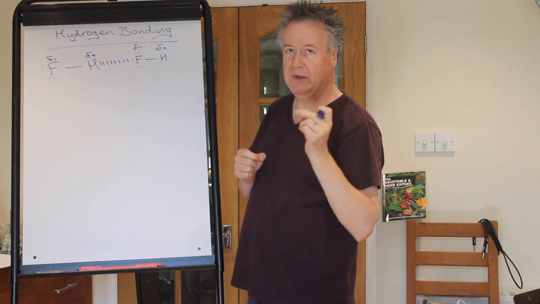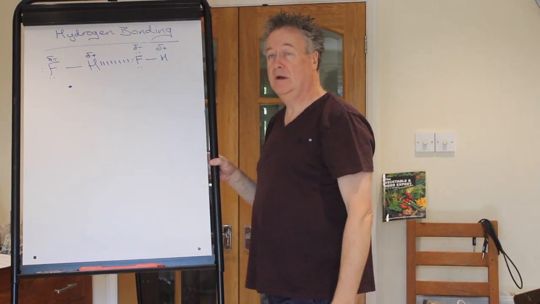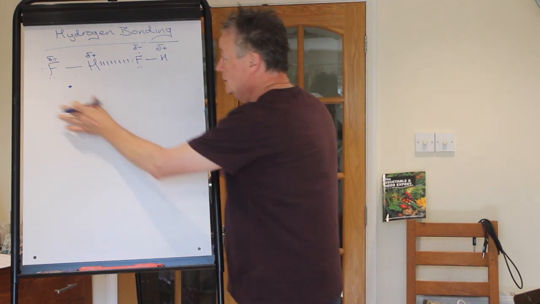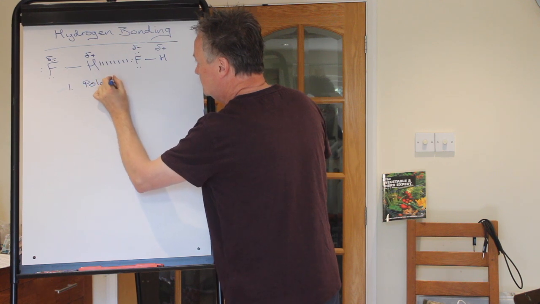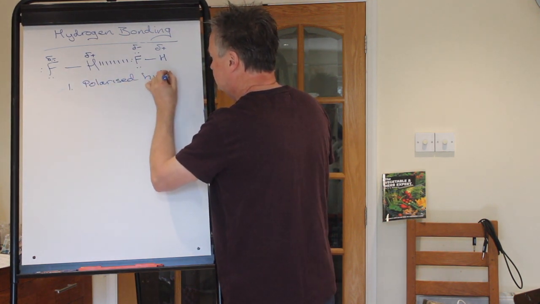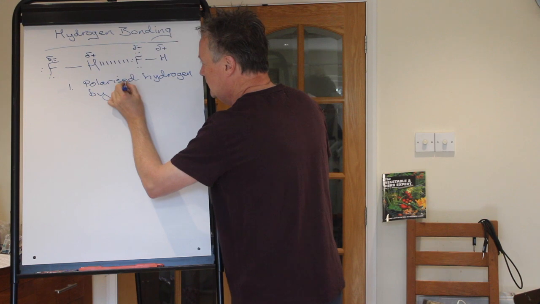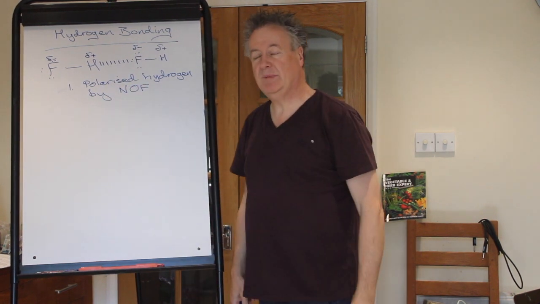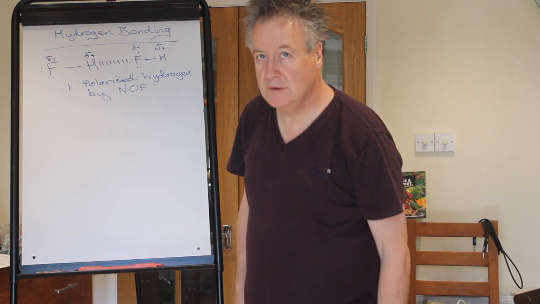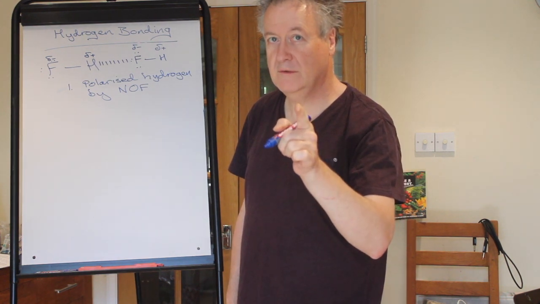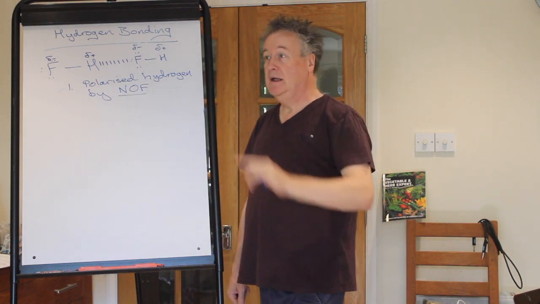Now in there, that drawing shows the two things that you need. Number one. Oh, I should have done a one, shouldn't I? Hang on. Number one. That's not enough. It's got to be polarized by NOF. NOF. Nitrogen. Oxygen. Fluorine. You got it. So NOF is the key.